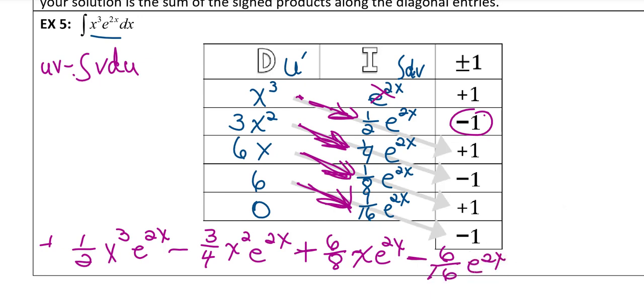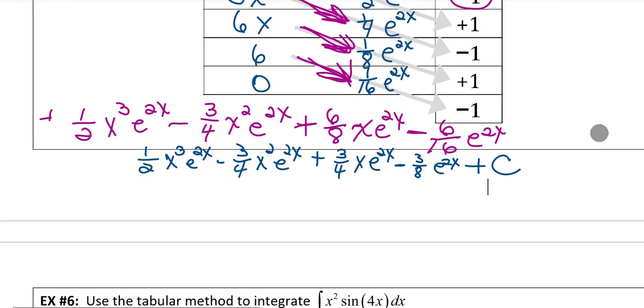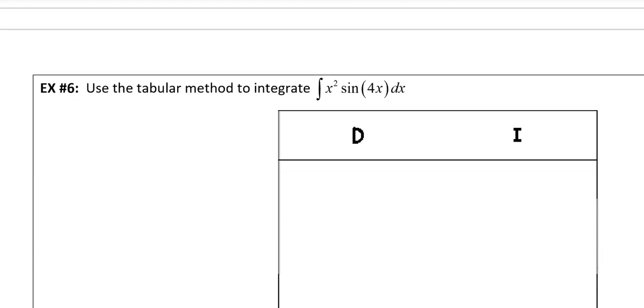Now, I just like to simplify things, so this is going to be 1/2 x cubed e to the 2x minus 3/4 x squared e to the 2x plus 3/4 x e to the 2x minus 3/8 e to the 2x, and then of course plus c. Okay, it seems like a lot, but when you put it in a table like that, you can keep everything very organized. And how that really helps is when we get to the last one, where we use a table.